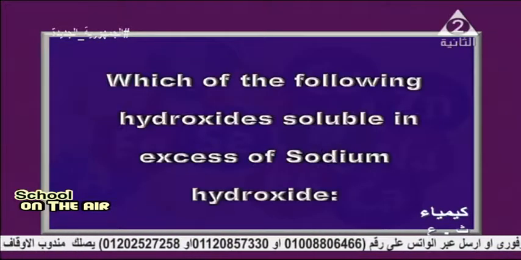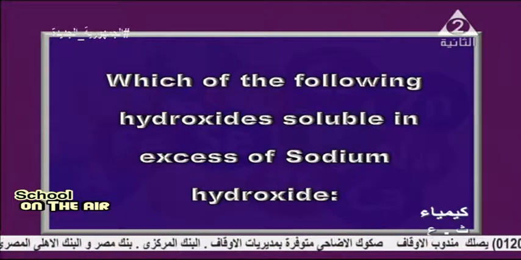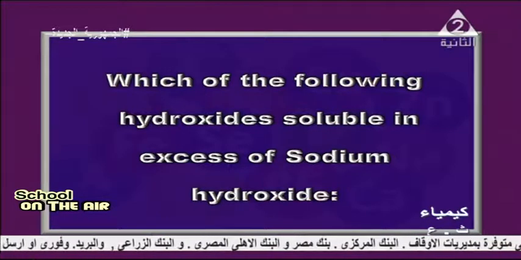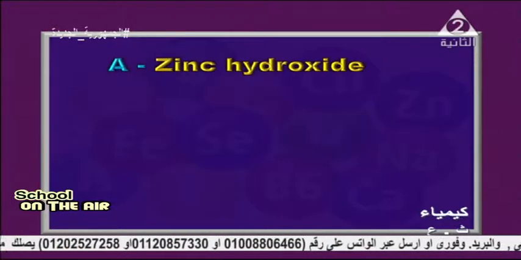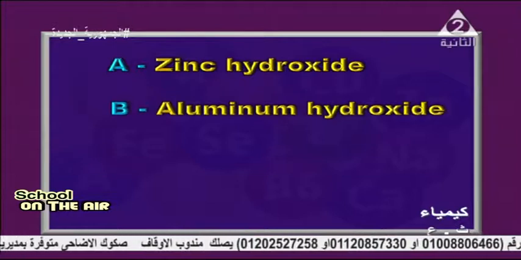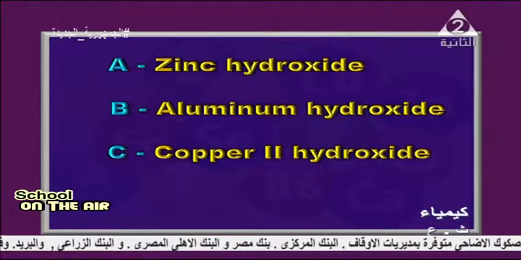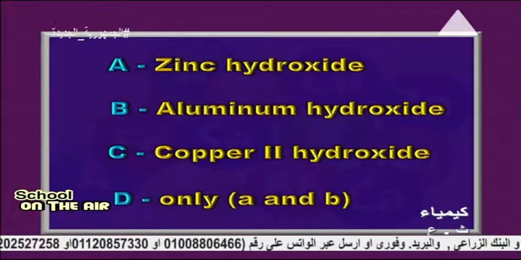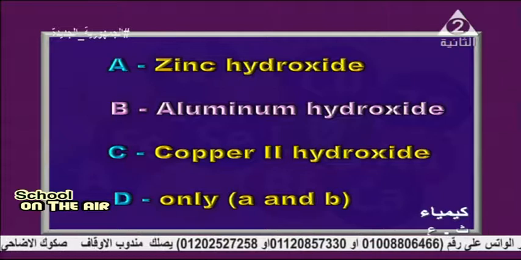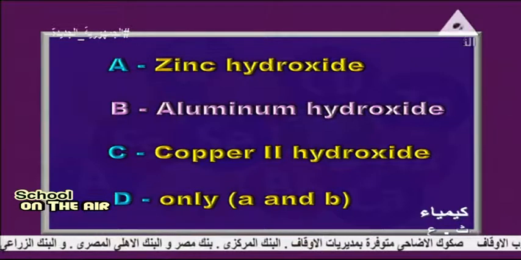Let's move to this question. Which of the following hydroxides is soluble in excess of sodium hydroxide? Soluble, meaning dissolves in sodium hydroxide. What do you think? Zinc hydroxide, or aluminium hydroxide, or copper 2 hydroxide, or only A and B? Which one dissolves? I can say aluminium hydroxide dissolves in sodium hydroxide to form sodium metaaluminate. You know? What about the other question?